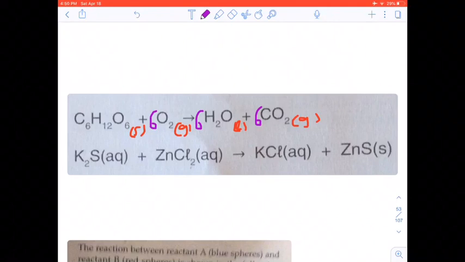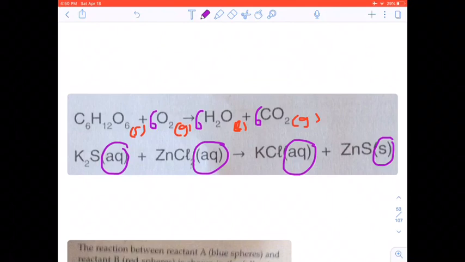Here all your states have been given. Potassium sulfide is in aqueous solution, right? Meaning that it dissolves in water. Zinc chloride is also in solution. Potassium chloride is also in solution, but zinc sulfide is a solid. It doesn't dissolve in water, so we have indicated it as a solid there.